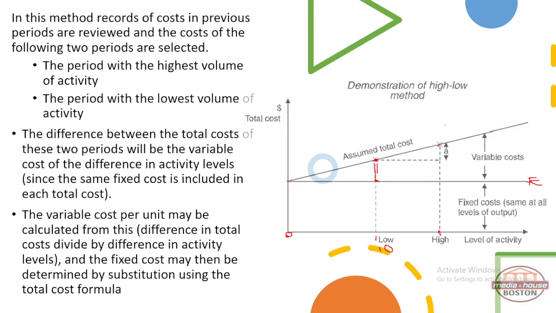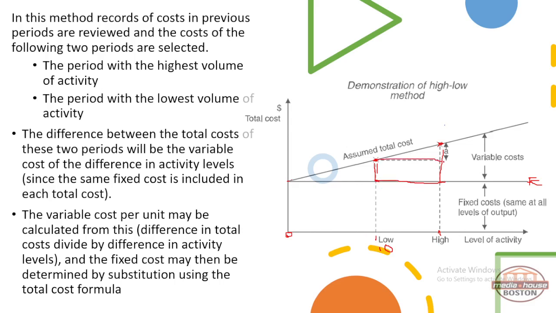And for the highest, we are saying that you're gonna have your highest activity here, and from your highest activity you're gonna have your highest cost, and then the gap again from the fixed cost going up to the total cost will be caused by the variable cost based on the high number of units produced. So the difference between the two costs will only be caused by the changes in the activity level, because the fixed cost will still be there.